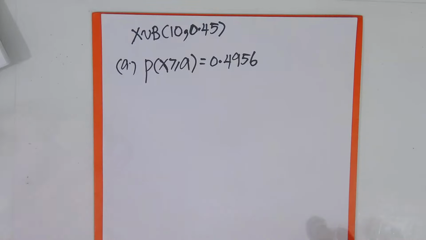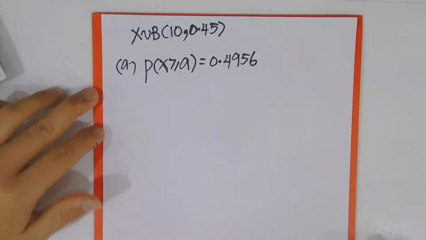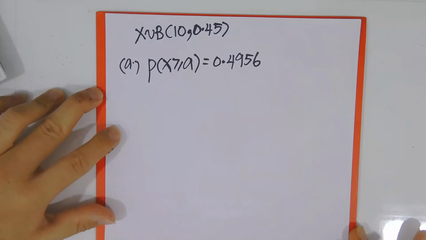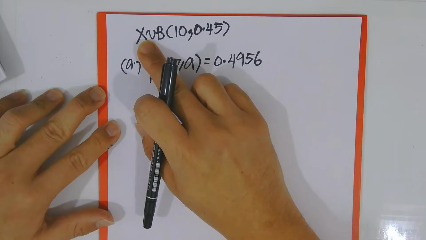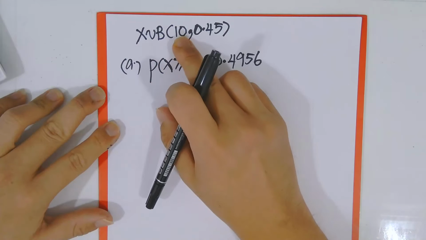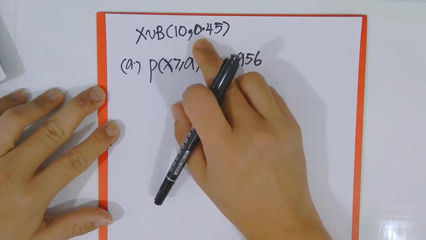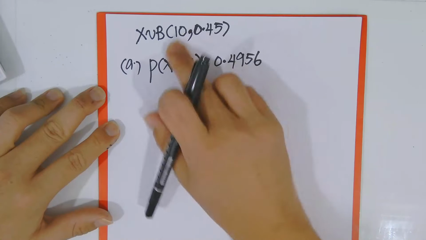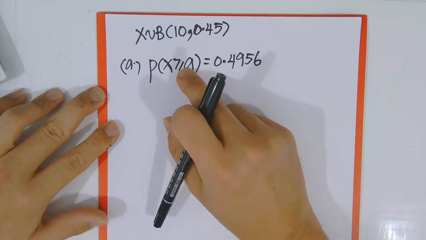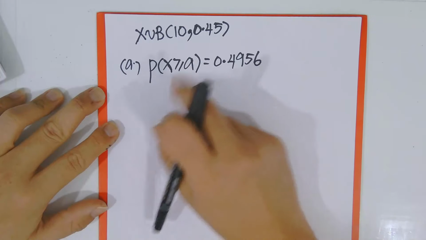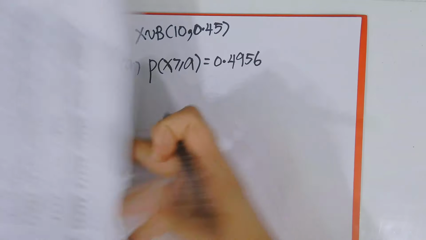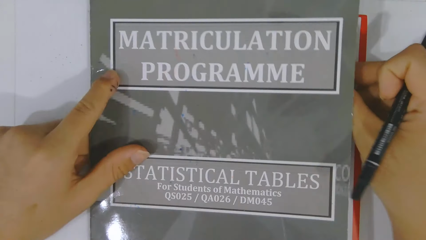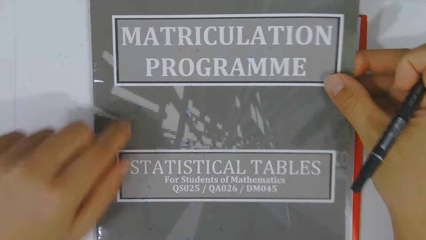Alright, okay, in this video I'm going to teach you how to answer this type of question. This was given in my lecture notes, where they're giving you a binomial distribution with number of samples 10 and probability 0.45. They're asking us to find the value of A, by using the statistical table provided by the matriculation program.